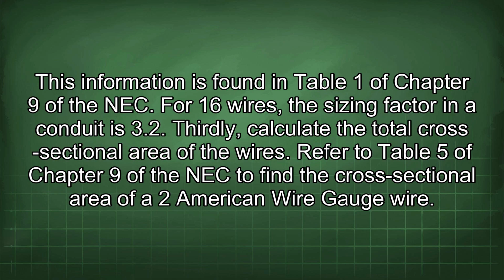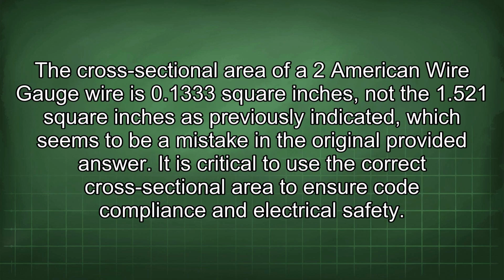Thirdly, calculate the total cross-sectional area of the wires. Refer to Table 5 of Chapter 9 of the NEC to find the cross-sectional area of a 2 American wire gauge wire. The cross-sectional area of a 2 American wire gauge wire is 0.1333 square inches, not the 1.521 square inches as previously indicated, which seems to be a mistake in the original provided answer. It is critical to use the correct cross-sectional area to ensure code compliance and electrical safety.